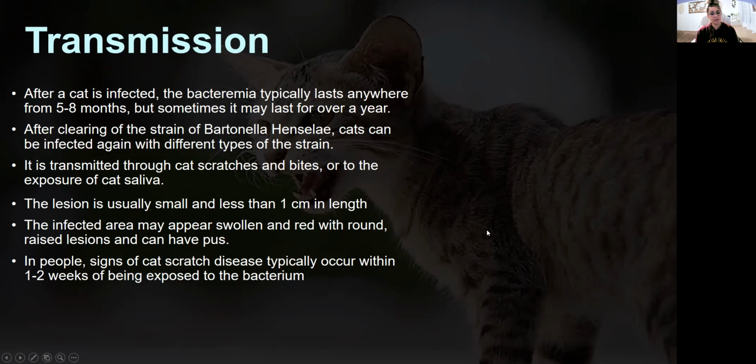The lesion is usually small, less than 1 centimeter in length, and the infected area may appear swollen and red with round raised lesions and may contain pus. Now, in a person, signs of cat scratch disease typically occur within 1 to 2 weeks of being exposed to the bacterium.